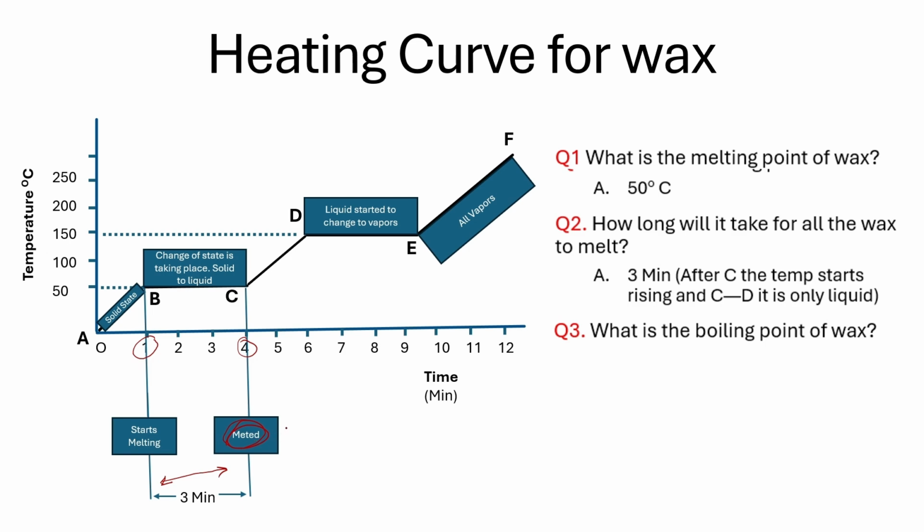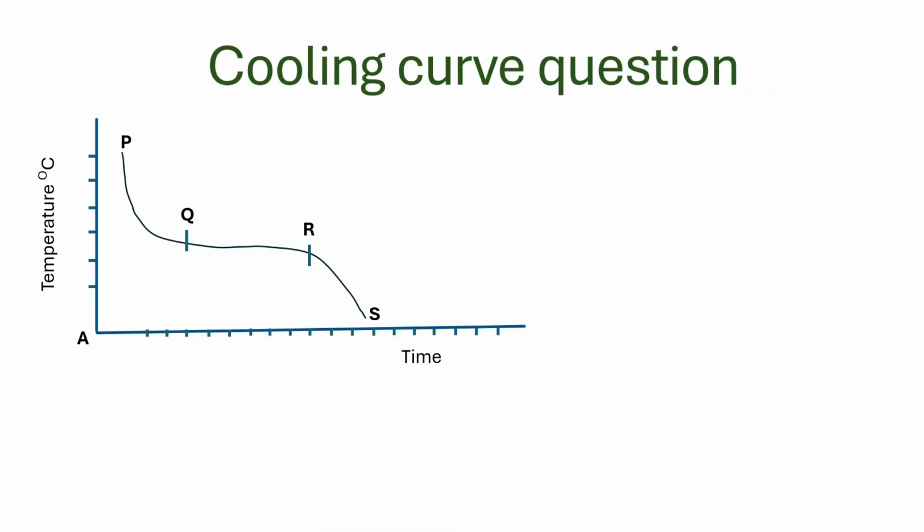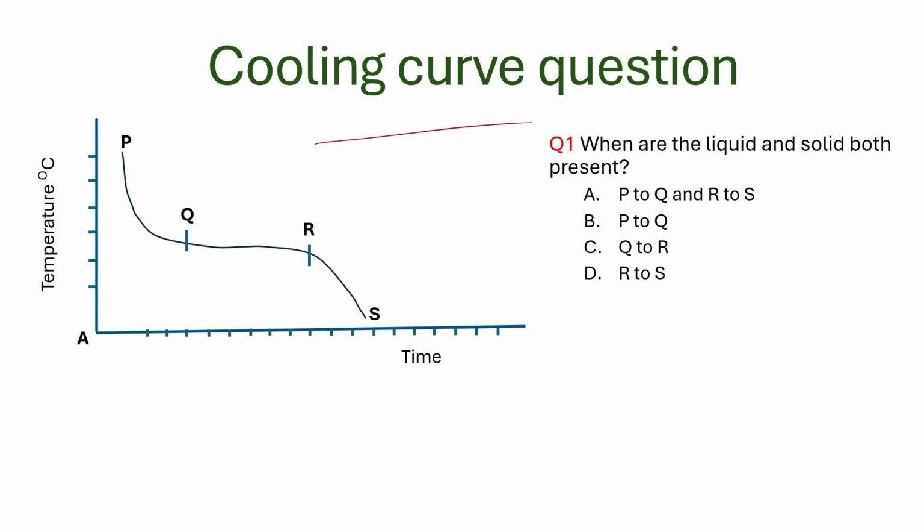Now we come to question number 2, and now this is a cooling curve. A molten compound is cooled to solidify. Molten means obviously that the compound is in liquid form. So there are 4 options, that is, when are liquid and solid both present? A, P to Q and R to S. B, P to Q. C, Q to R.